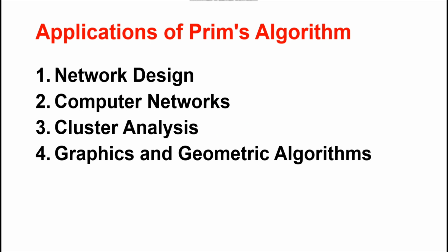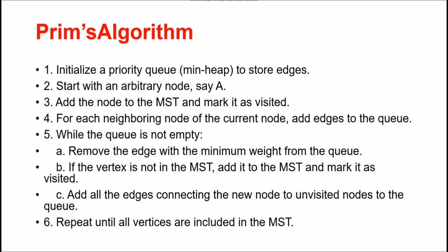Next we move on to the algorithm steps. The first step is initialization. Initialize by starting with an arbitrary vertex and mark it as part of the minimum spanning tree. Initialize a priority queue, a minimum heap, to store the edges. Start with an arbitrary node, say A. Add the node to the minimum spanning tree and mark it as visited. Create a list or priority queue to hold the edges that connect the minimum spanning tree to vertices not yet included. For each neighboring node of the current node, add edges to the queue.